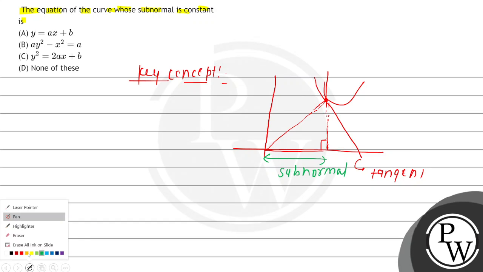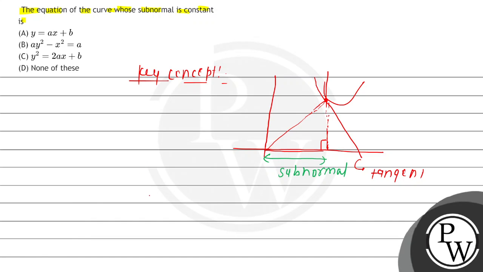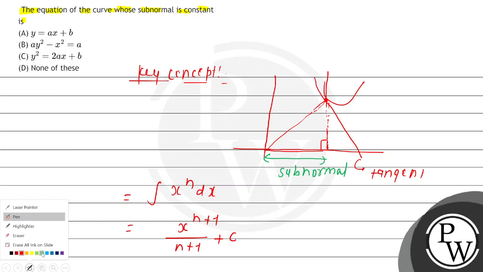And the second key concept is to understand differentiation and integration. Suppose x to the power n, we have to integrate with respect to x. Then it is x to the power n plus 1 by n plus 1 plus c, where c is the integration constant. So this was the key concept. Now come to the question.